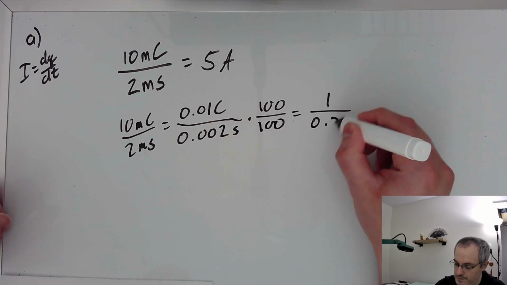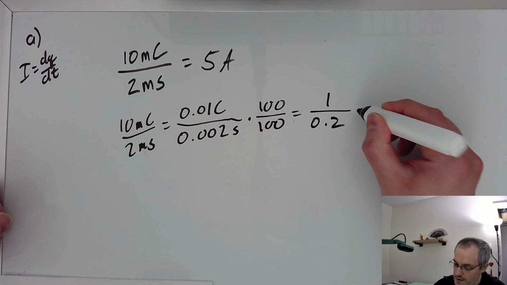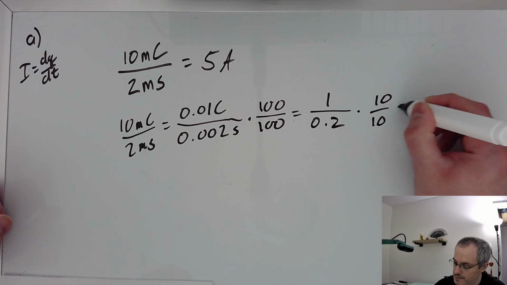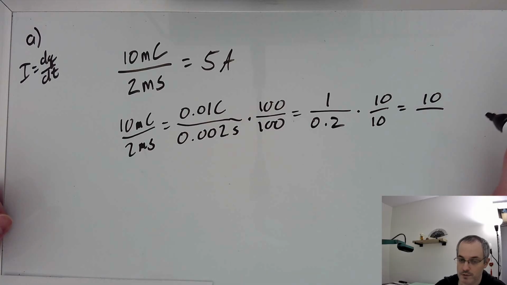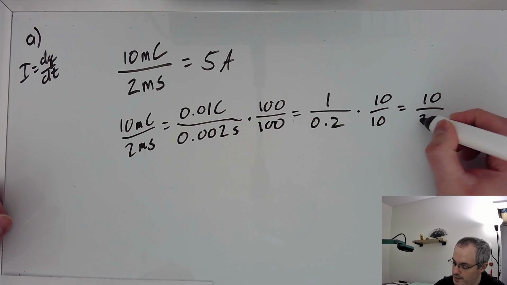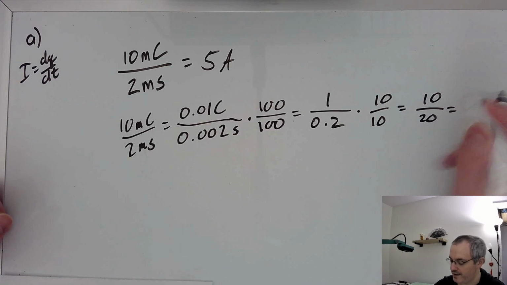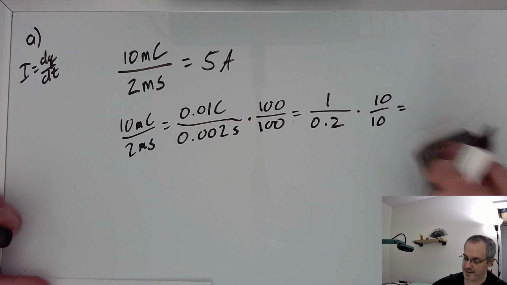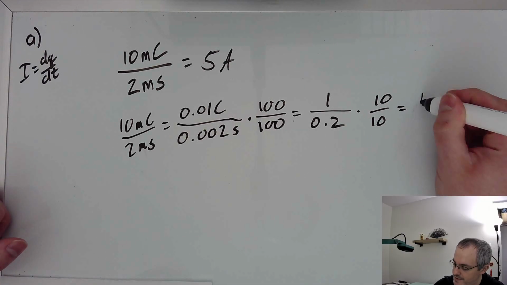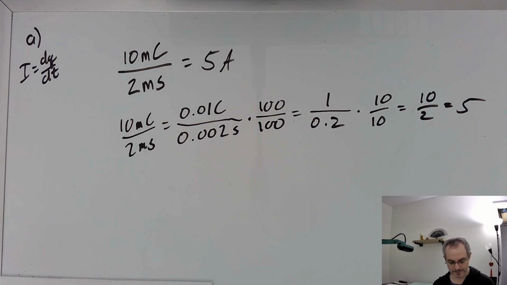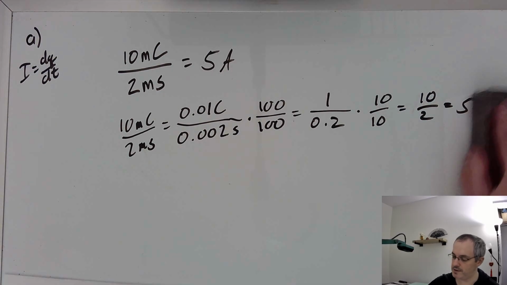You can always move it over again. 10 over 20, which is, no, sorry, not 20. I was like, hang on, that's not right. 10 over 2, which is 5. So there you go.